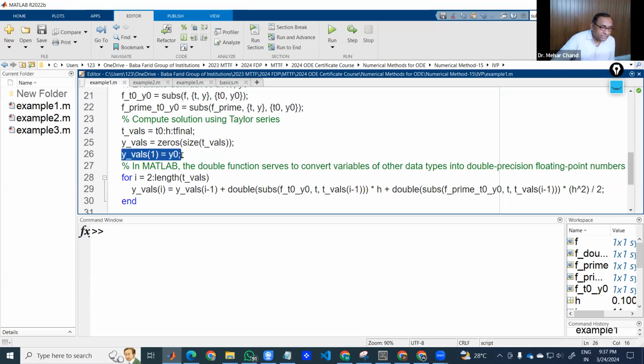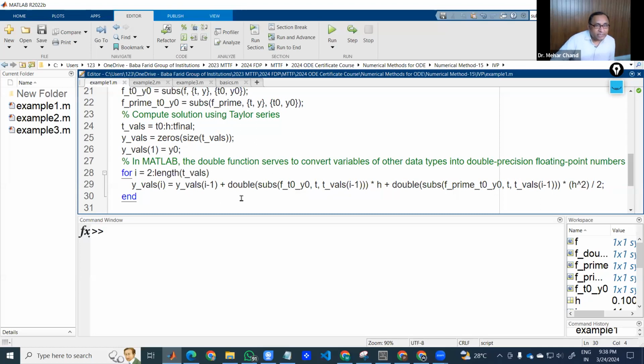Now the first index is y naught, so we need to initialize the loop at this place from the given initial condition. So y values 1 is equal to y0. The first index we have is here, but now we need to compute the other values by using this initial condition. So the loop will start from 2. The first index is here, the second index will start from this place, and this value will be used at this place. So the index will start from 2 and go up to the length of t values, and note this point very carefully.